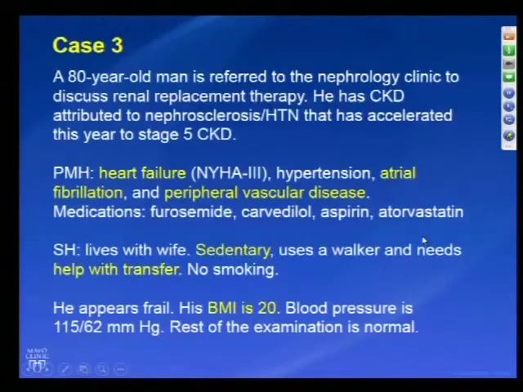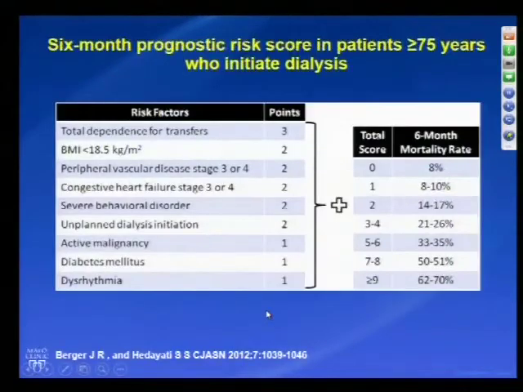So if you go back to this patient, I had in yellow the relevant ones: heart failure, atrial fibrillation, peripheral vascular disease, sedentary, and he needs help with transfer. And BMI is not below 18.5, which I highlighted here. So if you apply this scoring system to this patient, he would have those highlighted here, and that will give him a 6 month mortality rate of about 50%.